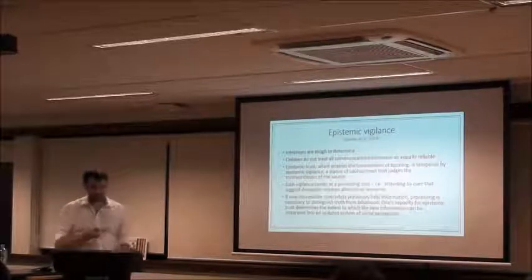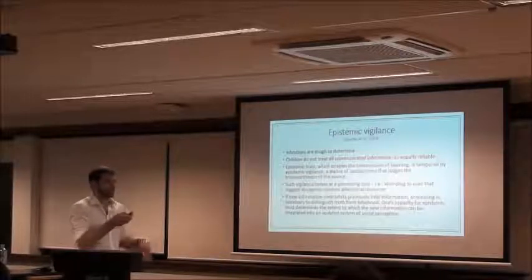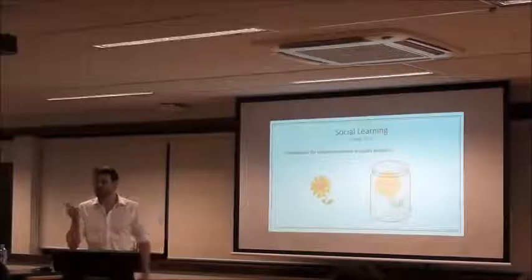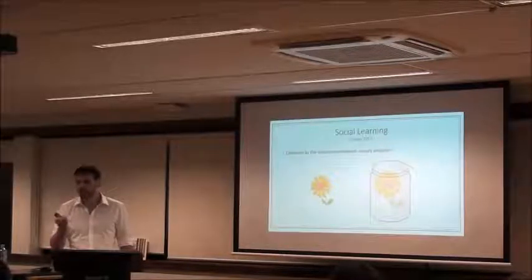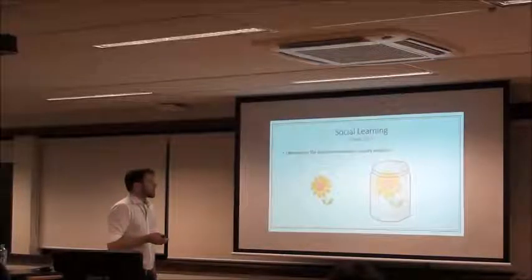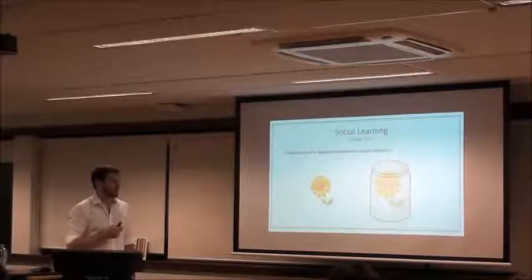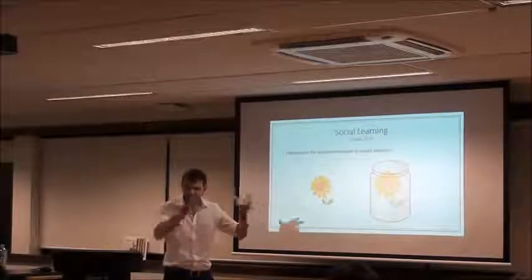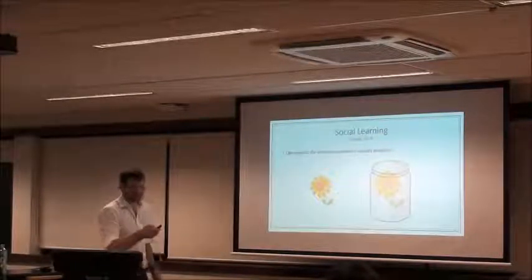Peter Fonagy has a lovely visual for this that I want to share with you because it portrays it so nicely. And this is getting, by the way, at the adaptivity of what it is we're treating. So openness to the social environment is typically adaptive. Here we have one flower that's open to the environment and one flower that's closed off from it. It's in a jar.